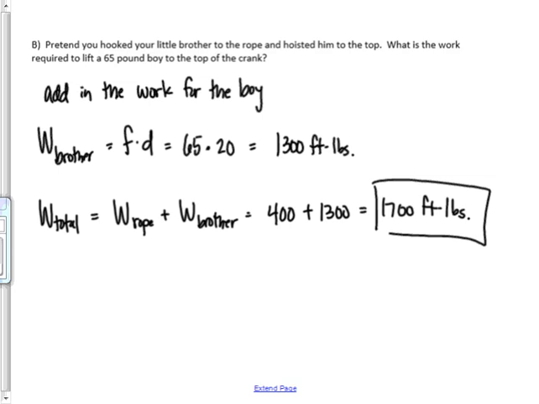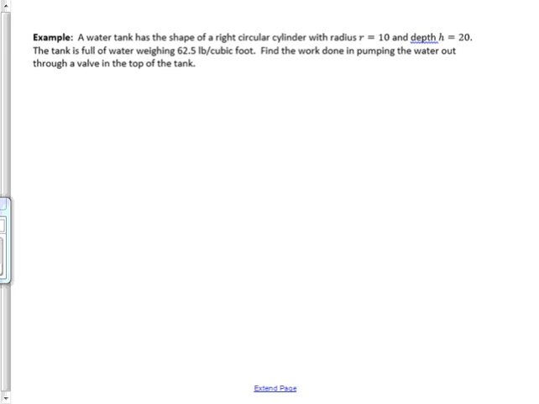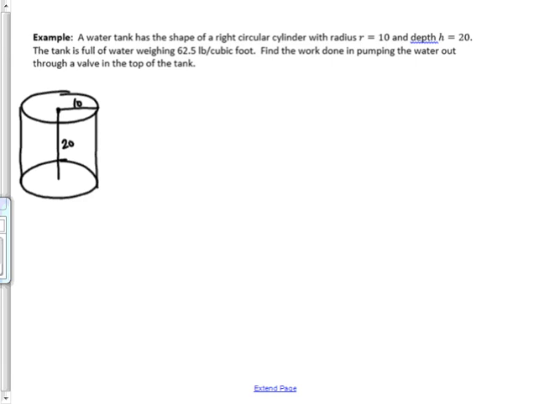All right, and then the last two work very, very similar. You're going to have a shape, so you want to know those volume formulas, and we're either pumping water or something out. All right, so let's look at this. A water tank has the shape of a right circular cylinder with radius 10 and depth h. If I think about it, I have this cylinder, and the radius is 10, and the depth is 20. The tank is full of water weighing 62.5 pounds per cubic foot.